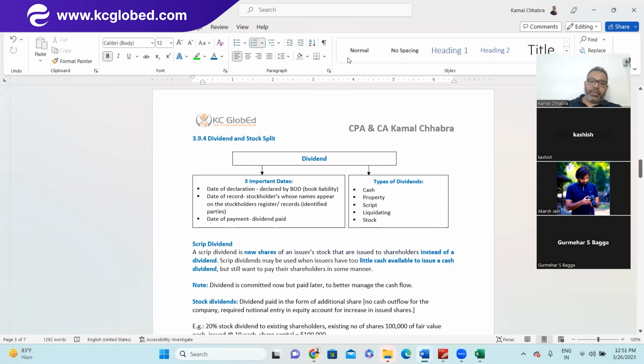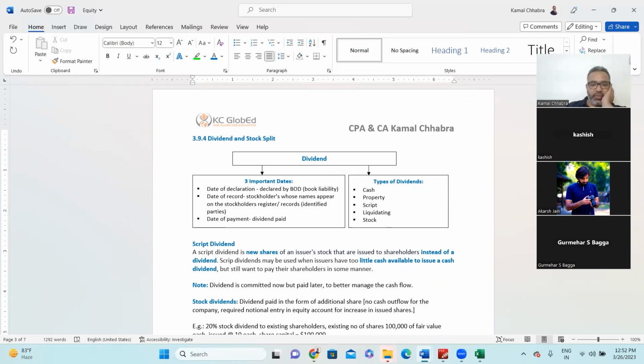And scrip dividend, have you heard of this? Scrip dividend is also similar to the stock dividend. A scrip dividend is again new shares of an issuer's stock that are issued to the shareholder instead of a dividend. Scrip dividend may be used when the issuer has too little cash available to issue a cash dividend but still wants to pay its shareholders in the same manner. So generally the dividend is committed now but paid later to better manage cash flow. So scrip dividend is also similar to stock dividend, right?